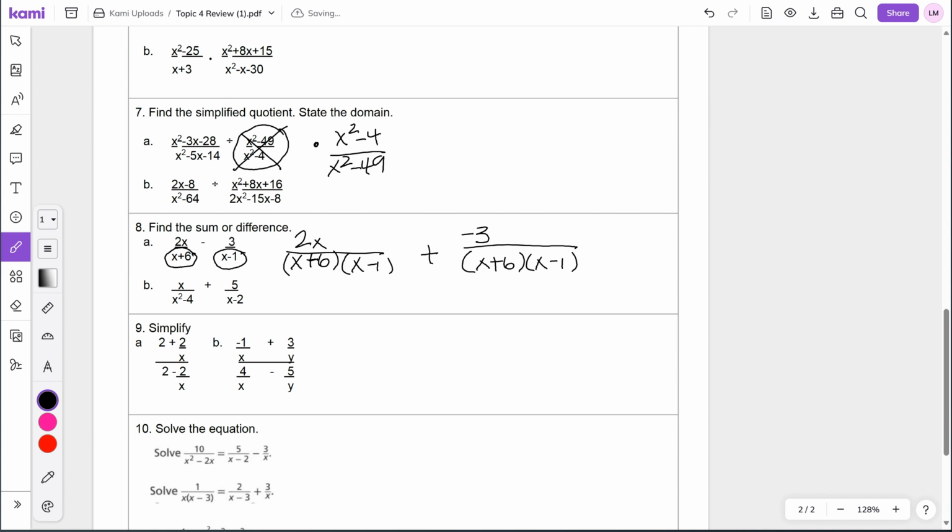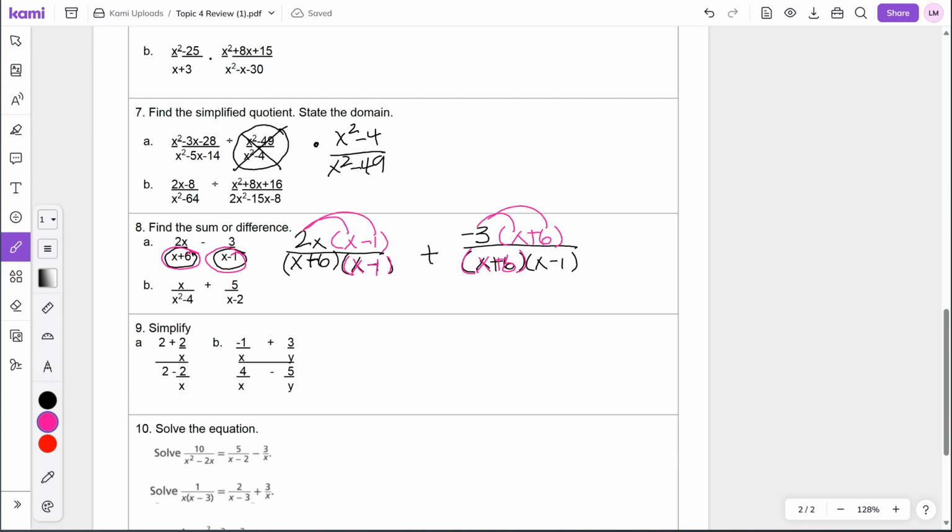And so then I look back to see what I am missing. So this was x plus 6, so I'm missing an x minus 1. So we multiplied by x minus 1 top and bottom. And then on this one I'm missing an x plus 6. So we have that on the bottom, and I'm going to multiply by that on the top. And now I distribute, clean up, simplify.